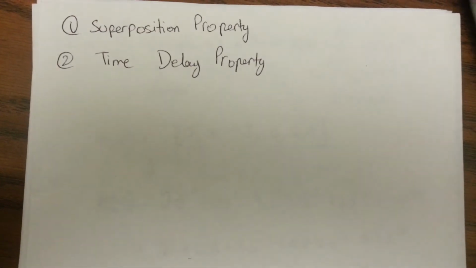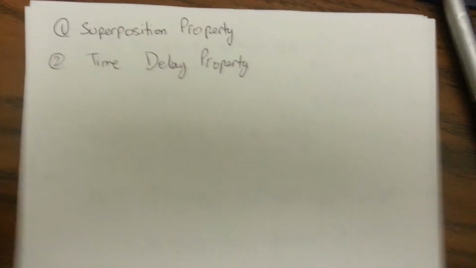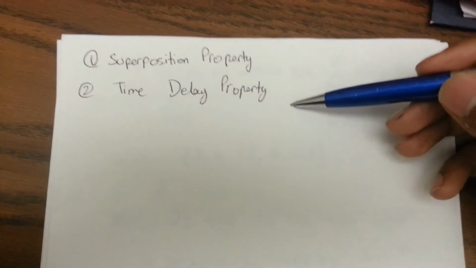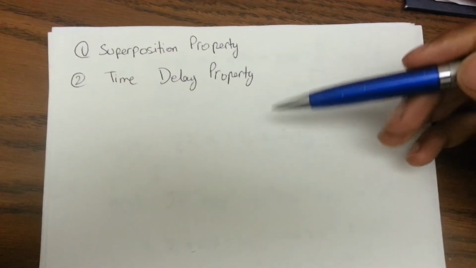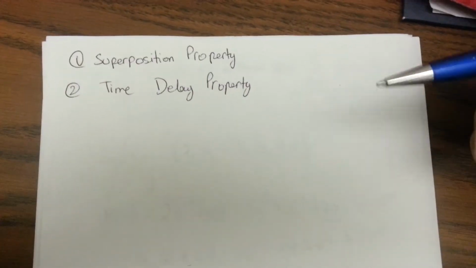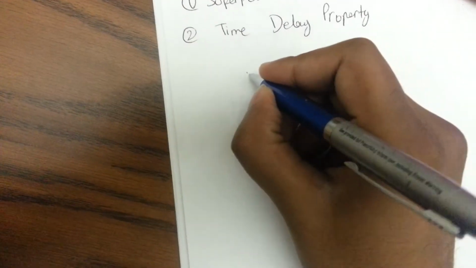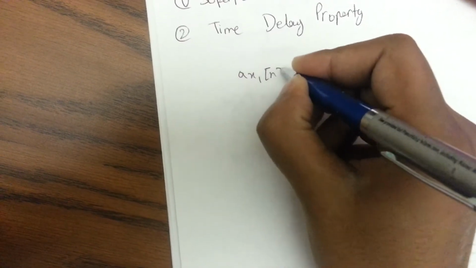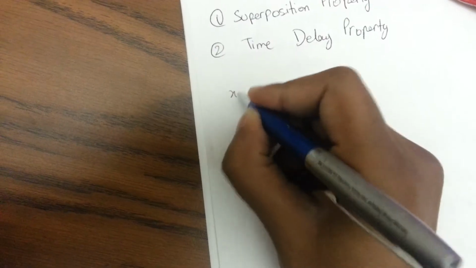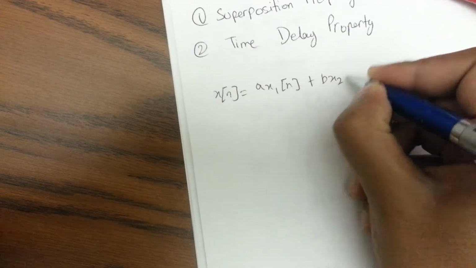Alright, so in this video we'll talk about two different properties of the z-domain, namely the superposition property and the time delay property. The superposition property basically says that the z transformation is a linear transformation, and what that means is, say you have a signal which is made up of two different signals. So let's say we have x of n equals a x1 of n plus b x2 of n.